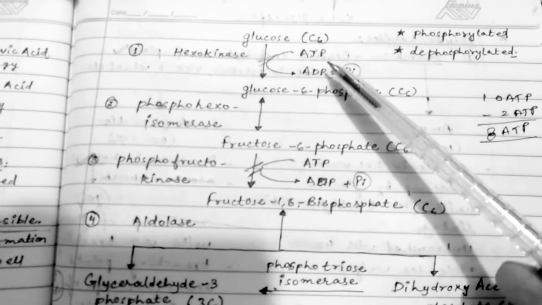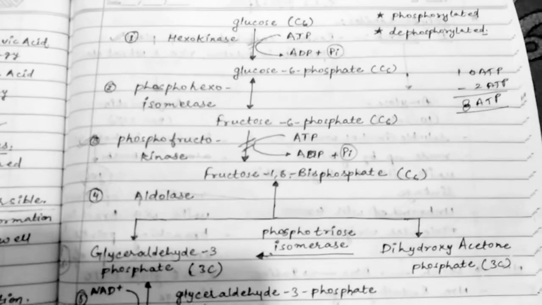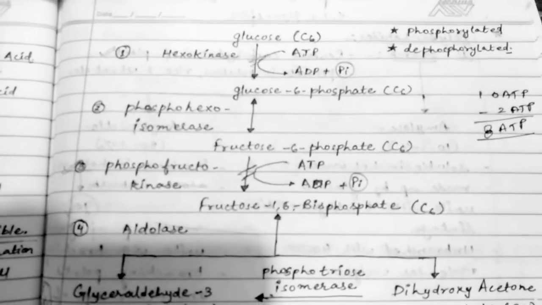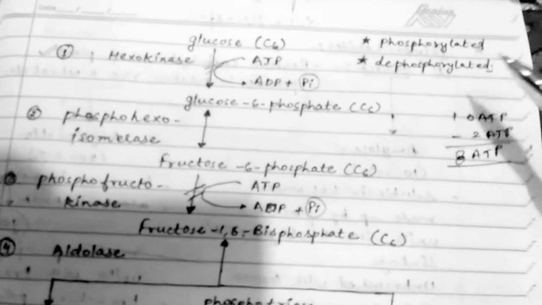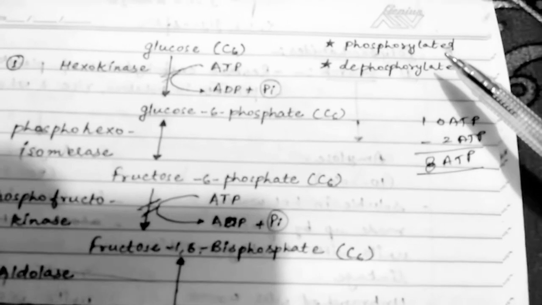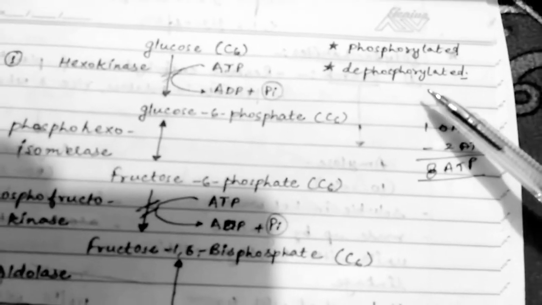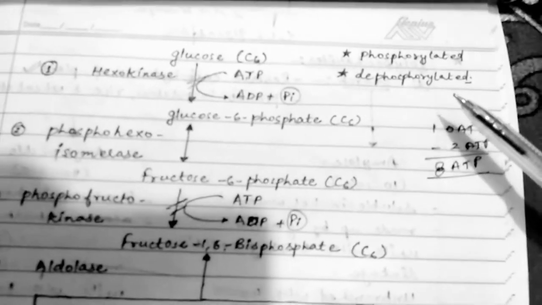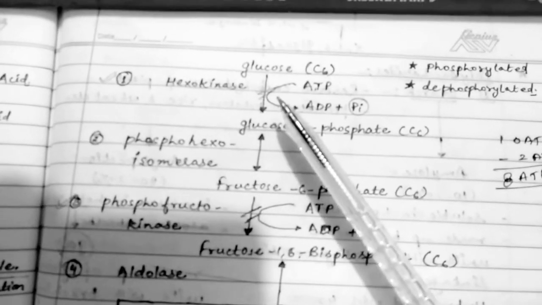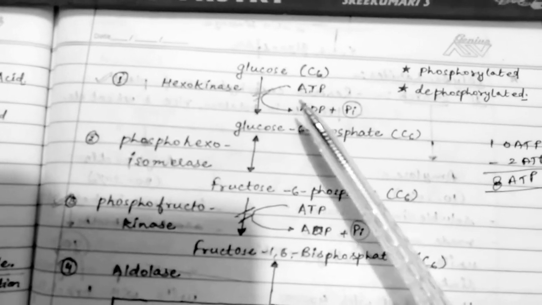So this is step one. Glucose is converted into glucose 6 phosphate. For this we require energy, and that energy is given by ATP. In the first step glucose is phosphorylated. Student, you need to remember two terms. Phosphorylated means the addition of a phosphate group, and dephosphorylated means removal of the phosphate group. The first reaction is also an irreversible reaction.